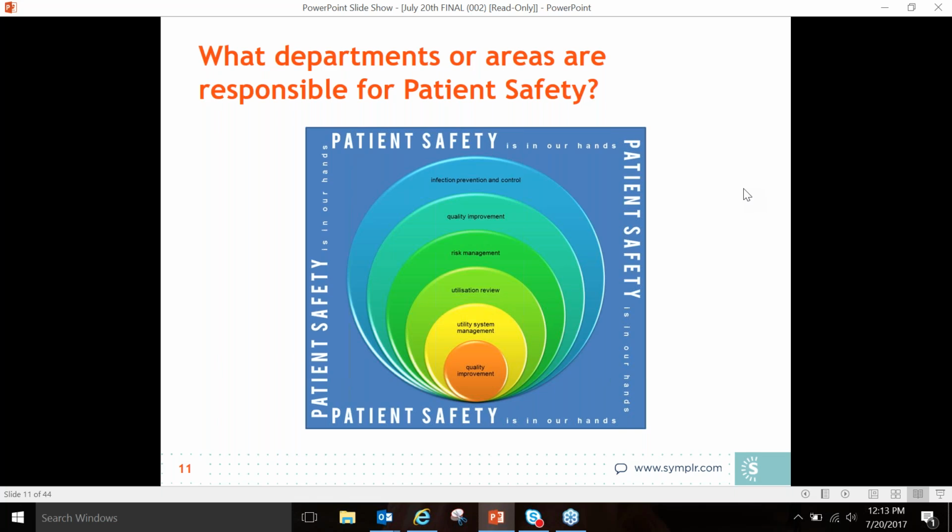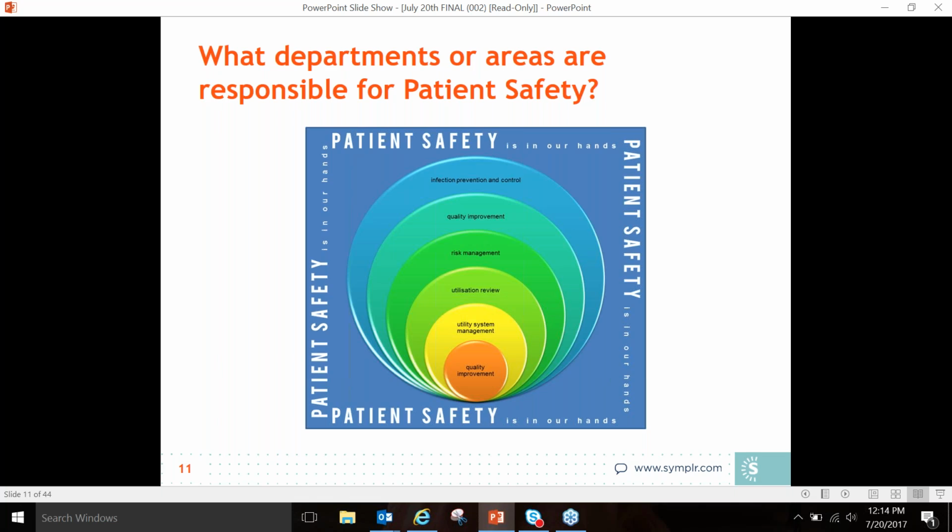Utilization review can be involved, as well as utility system management. We may even have devices or hardware or different things involved in patient safety, not just people. So we want to track those things as well, anything in our system. And then quality improvement is, last but not least, the area where we want to trend and track and correct our outcomes and what's going on.